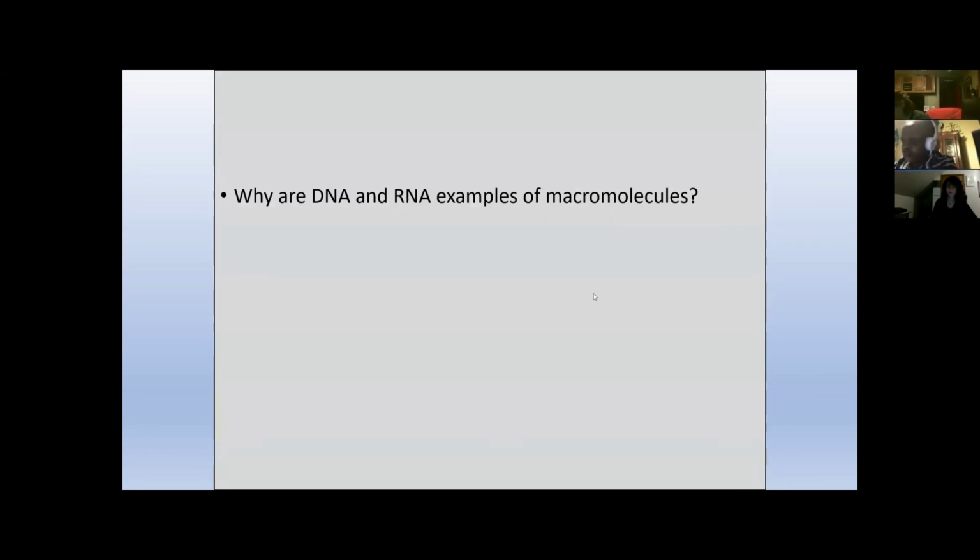And then this one follows along from before. Anybody got an answer for that? Because nucleic acids make DNA and RNA. Exactly. So your nucleic acids are your monomers, and then these are your macromolecules. These are the molecules that are made up of your smaller building blocks. All right, so that's what I've got for that slideshow.